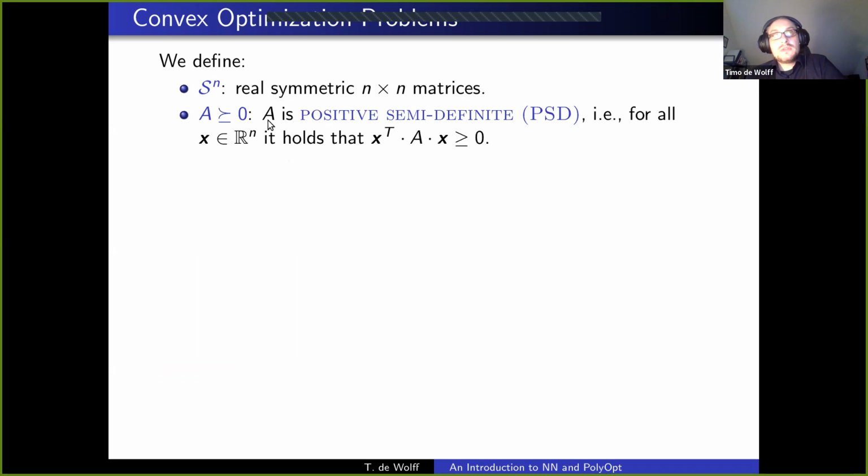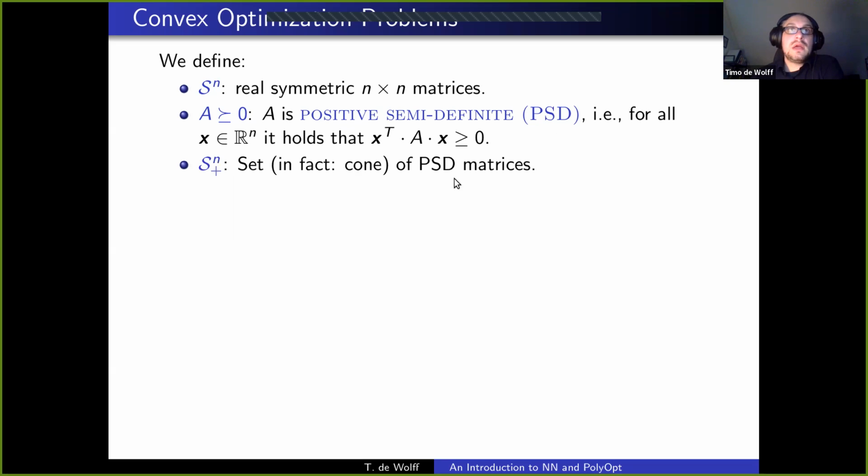And recall that a matrix is called positive semi-definite if this property holds for all x in R^n. So I'm taking any vector x in R^n, and I'm computing x transpose times A times x, and that should be non-negative for all x in R^n. If a symmetric matrix has this property, it's called positive semi-definite. Equivalently, one can show that you can request that all eigenvalues of this matrix are non-negative.